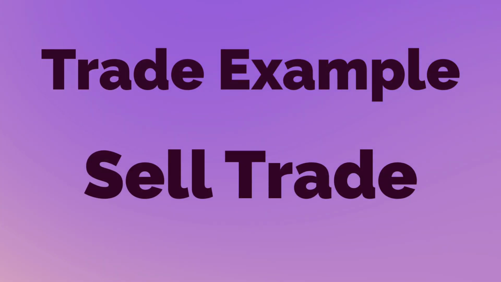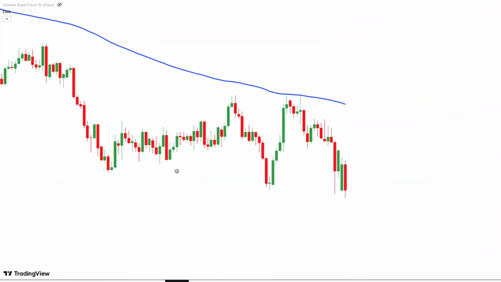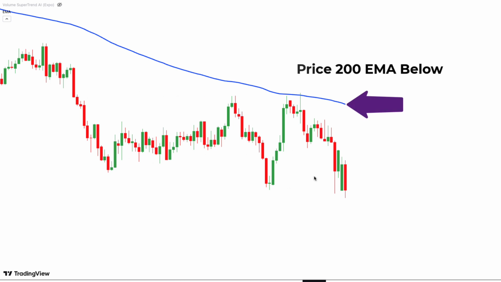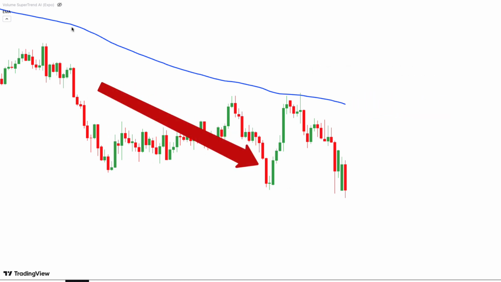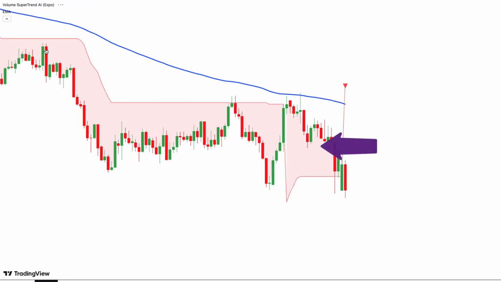For short trades, these are the conditions. First, the price should be trading below this 200-period EMA to indicate a long-term bearish trend. Second, the volume supertrend AI should be colored red to indicate that the market is in a short-term bearish trend. Third, a red downward arrow should be printed by the volume supertrend AI to indicate a bearish trend continuation.